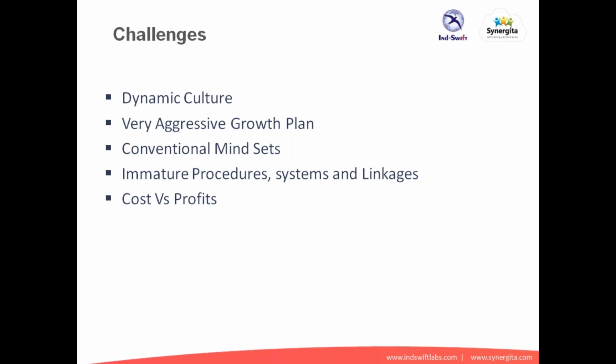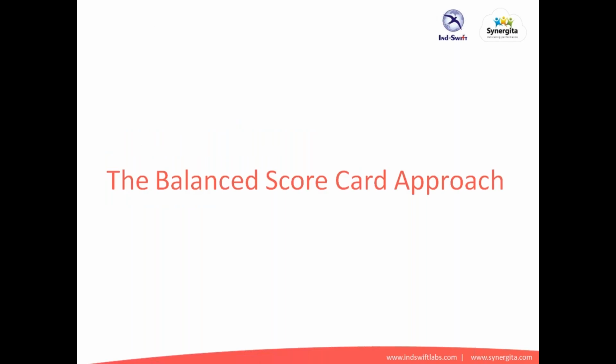So how did we do that? We focused on this aspect: immature procedures, systems, and linkages, the basic evil of everything. So we decided to design a system which strengthens not only the performance management system, but other monitoring systems of the organization as well, through which we can attain the target of costs versus profits. So what we did, we followed the balanced scorecard approach, the last concept in the slide that I showed you a few slides back.